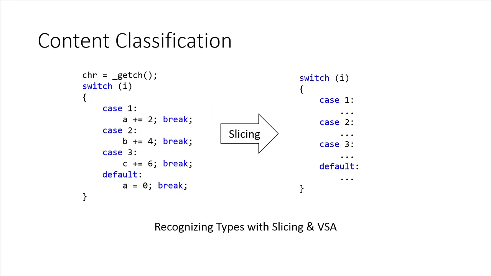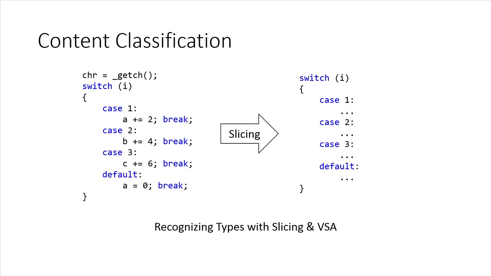Another approach that Ramblr uses for content classification is based on program slicing and VSA. Here's a simple example of an implementation of a switch construct in a C program. We put C code here for ease of understanding. Ramblr takes binary as input. Assuming that here we want to understand if it is implemented with a jump table, where is the jump table, what are the possible entries in the jump table, and where are the targets of the jump table.